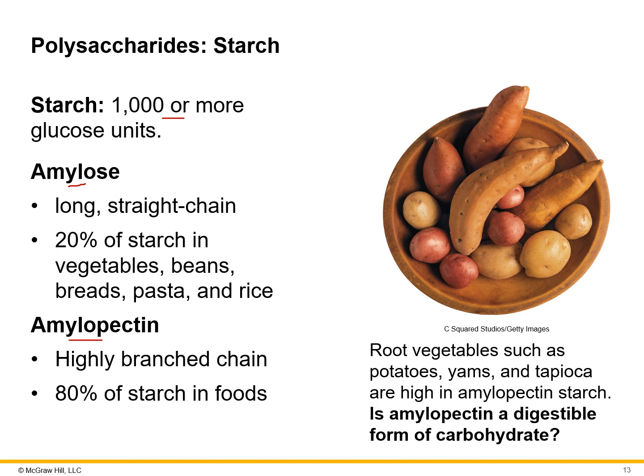Again, the differences we'd seen in our concept map. Amylose is just a long straight chain. It's about 20% of starch that we find in our vegetables or pastas. The majority of it, though, is that highly branched. It just takes up less space that way. And so that's about 80% is the starch that's in our food. So our root vegetables like potatoes, they have a lot of that amylopectin. So the question here is amylopectin a digestible form of carbohydrate? And yes, it is. We're still able to break it down to release energy and to release those glucose molecules.